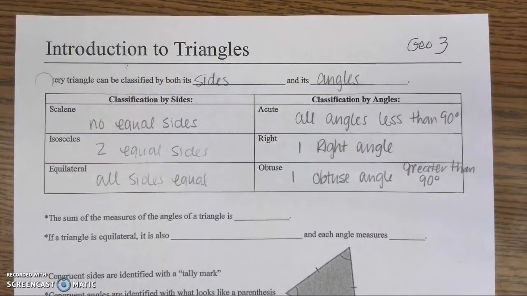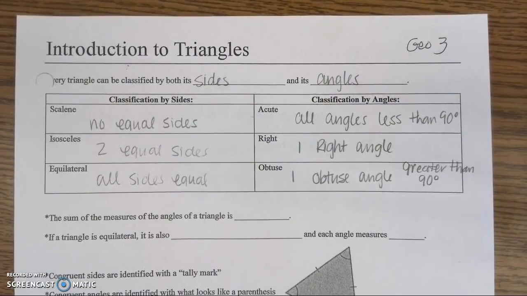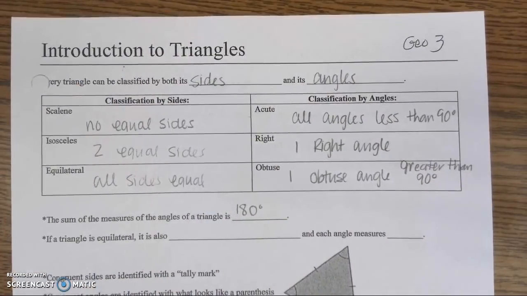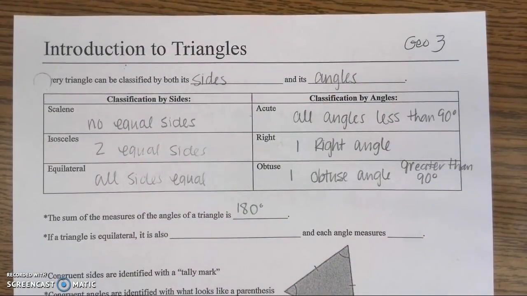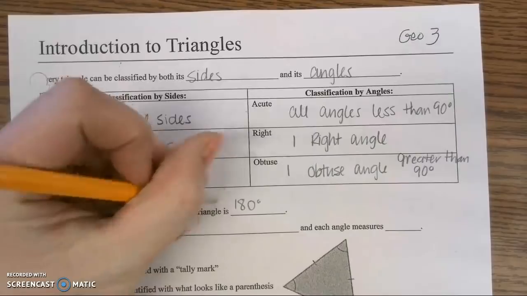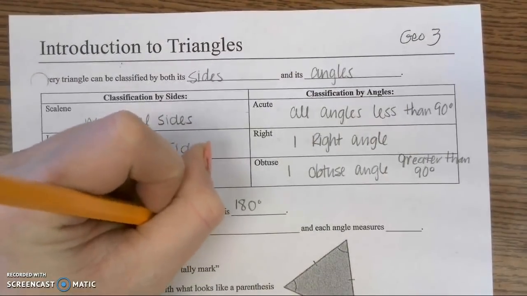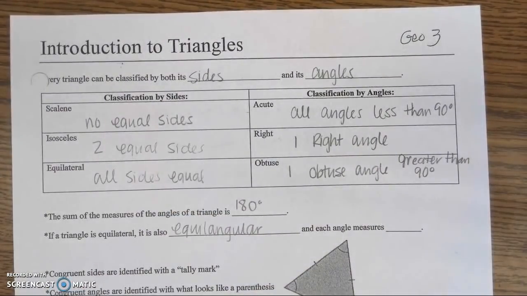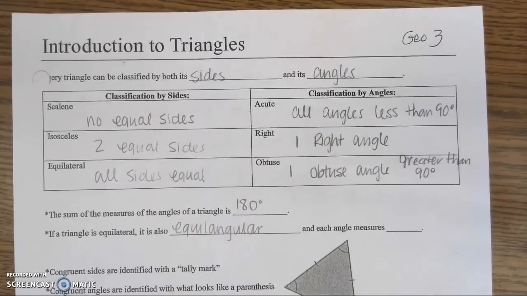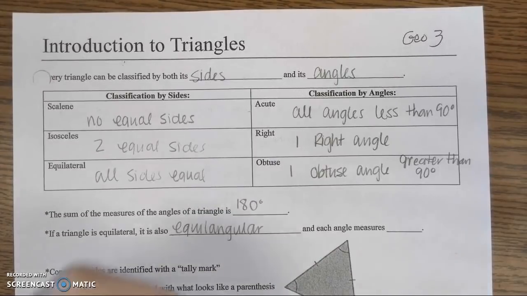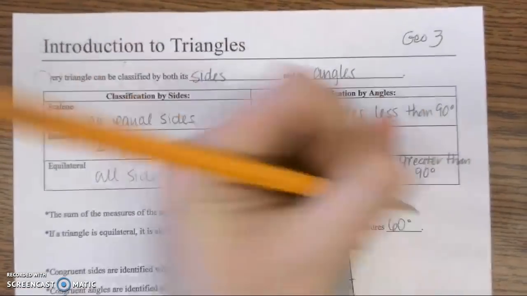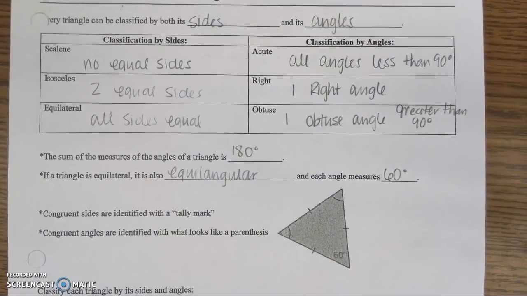Okay. All right, so the sum of the measures of the angles of a triangle is 180 degrees. That means if you take all three angles in a triangle and add them up, you would get 180 degrees. If a triangle is equilateral, it is also equiangular. So that means that all angles would be the same angle measure. If it is equilateral and equiangular, the angle measures will be 60 degrees. There's an example of that down here.